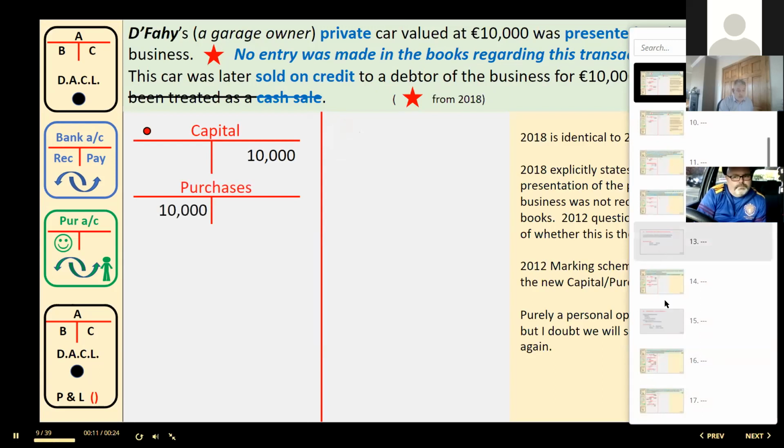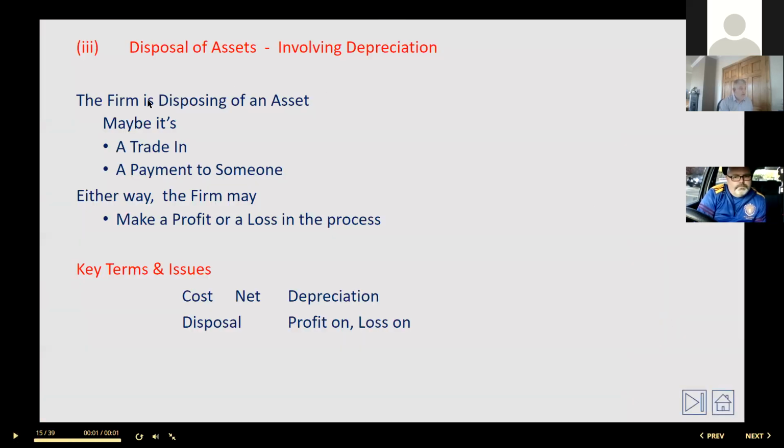And then, if I jump down to here, these are the disposal of assets involving depreciation. And I've done something a bit different here, which some people may not like. Some people in my class don't like it, but I needed to find a way to put in a consistency that I felt was lacking. So we're getting rid of an asset. Maybe it's a trade-in, maybe it's for cash, and maybe it's a payment to someone. So this is the one where a creditor takes an asset in payment. Either way, we're making a profit or a loss in the process.